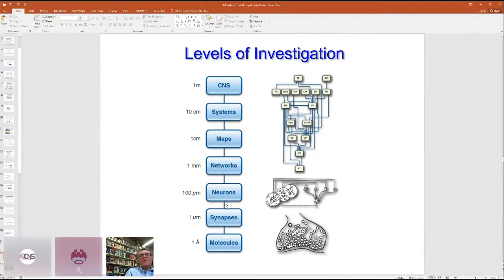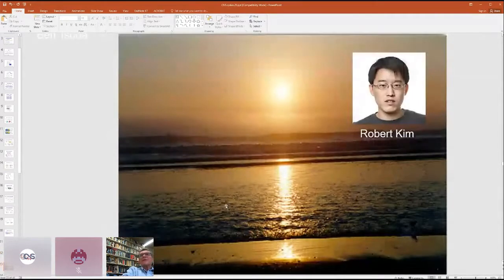And with that, I will say that the student who did this work, Robert Kim, is an MD, PhD student, extraordinarily talented, both in terms of doing these recurrent network models, but the other half of his thesis was on analyzing mismatch negativity data from schizophrenia patients.